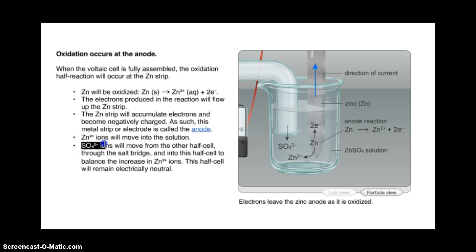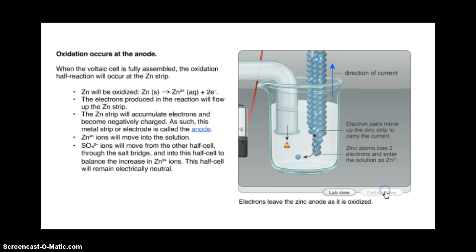SO4 2- ions. Okay, so here's this coming from our salt bridge here. The sulfate ions will move from the other half cell, so from the beaker that's over here, that's obviously not shown in the picture. The sulfate ions will move from the other half cell through the salt bridge and into this half cell to balance the increase of zinc 2+ ions. This half cell will remain electrically neutral. Okay, because you have the electrons going up, you have these positives down here. Well, the sulfate is negative, so it comes and hooks onto the zinc and helps keep it neutral.